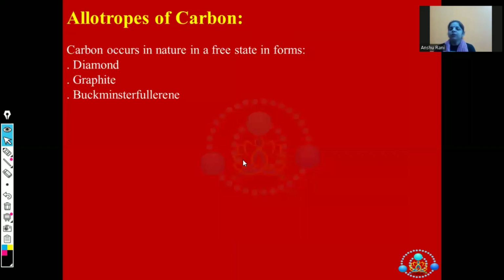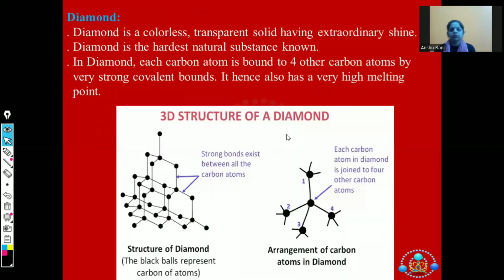We are having three major allotropic forms of carbon in which carbon is in free state. Diamond, graphite and Buckminster fullerenes. We will discuss them one by one. Diamond is hardest natural substance. It is used to cut glass. We know it. It is a colorless, transparent solid having extraordinary shine. When light falls on it, it reflects that light into different angles. Because of that, it gives shiny look. It is hardest natural substance. It is used for glass cutting.